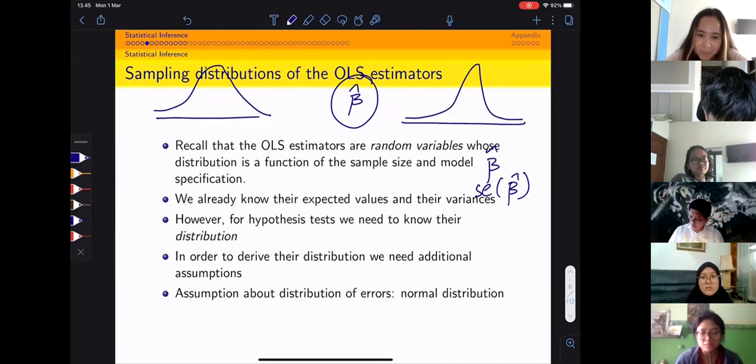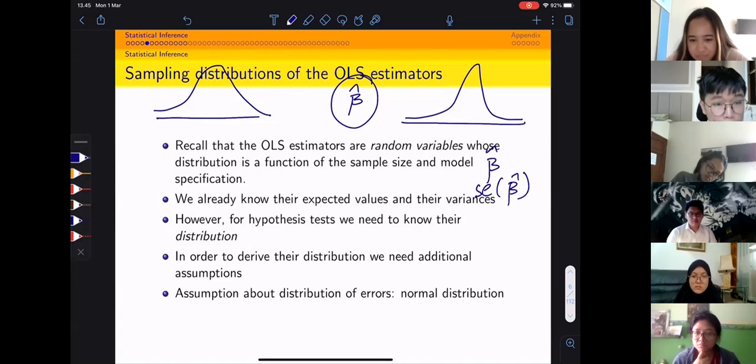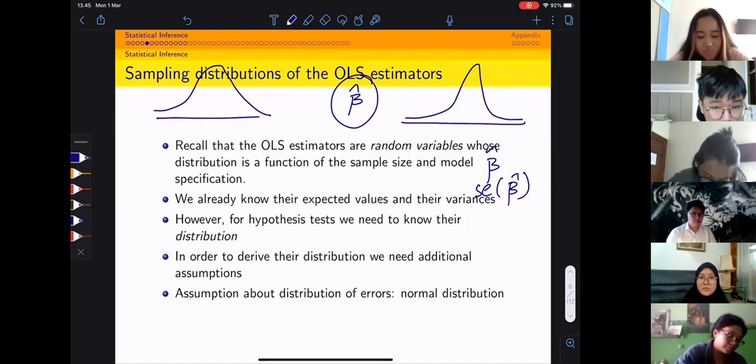Now we need additional information, and that additional information is the distribution of the beta hat. Actually, the distribution of the beta. Now, in order for us to get the distributions, we need an assumption. This is the additional assumption that I talked about in the beginning of the lecture, which is the assumption of normal distribution. And this is going to be the sixth assumption for the multiple linear regression.